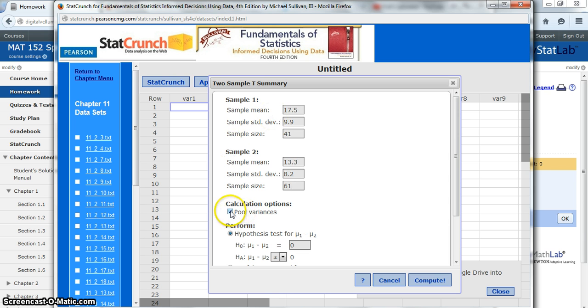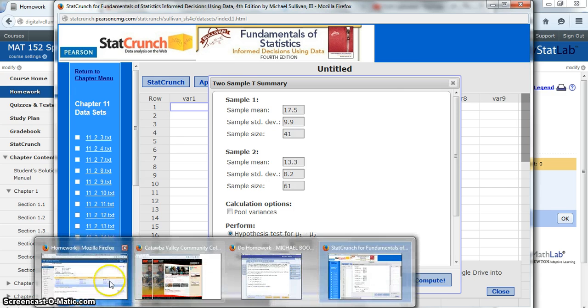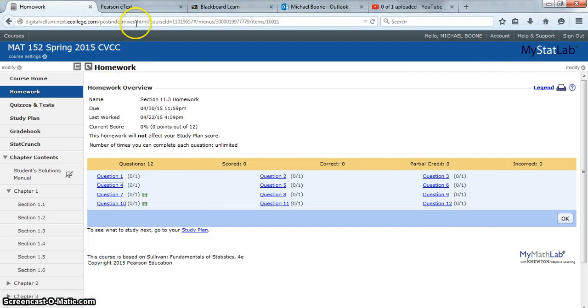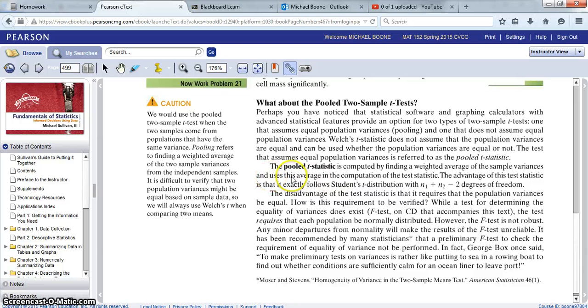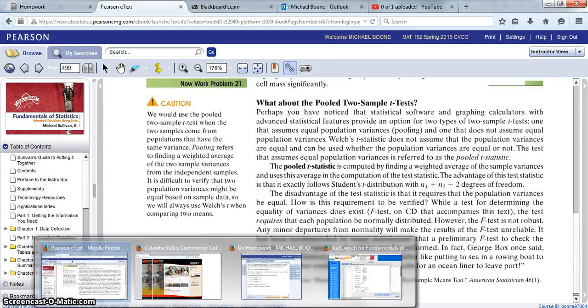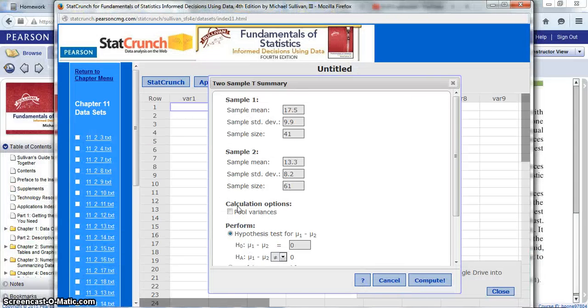This is something that we are going to uncheck: pooled variances. There is a section in the book that talks about pooled variances and when to use them, and that's assuming that the population standard deviations are equivalent to each other. They tell us that we are not using this, and so we're not going to use it. So let's go back to our data, but we have to uncheck that box.